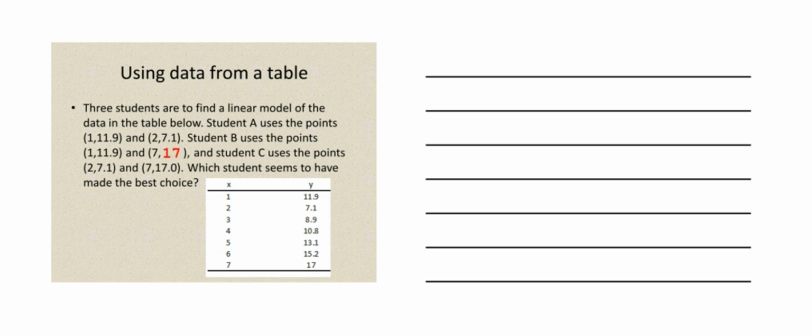So it probably makes it a little bit easier if we can visualize, right? So student A, (1, 11.9) and also (2, 7.1). Agreed? Student B uses the points (1, 11.9) and (7, 17). So student B uses (1, 11.9) and also (7, 17). So student C uses the points (2, 7.1) and (7, 17). Which student seems to have made the best choice? So student C chose (2, 7.1) and (7, 17).